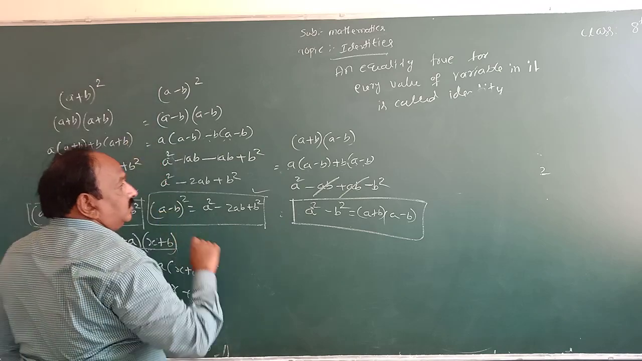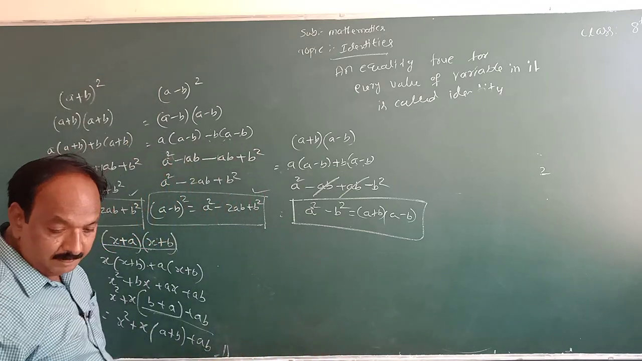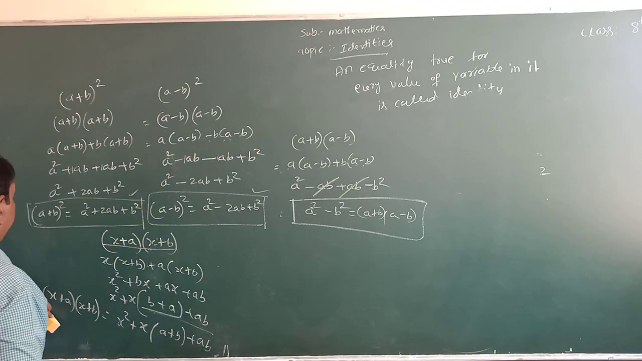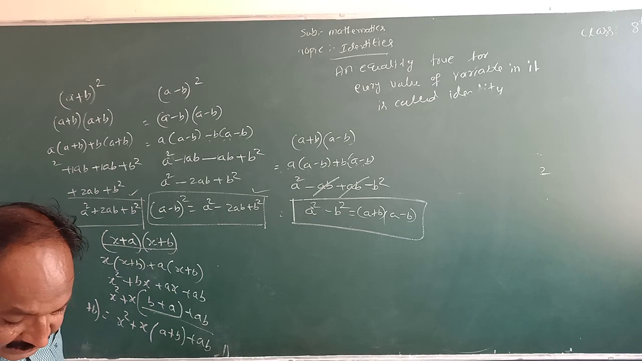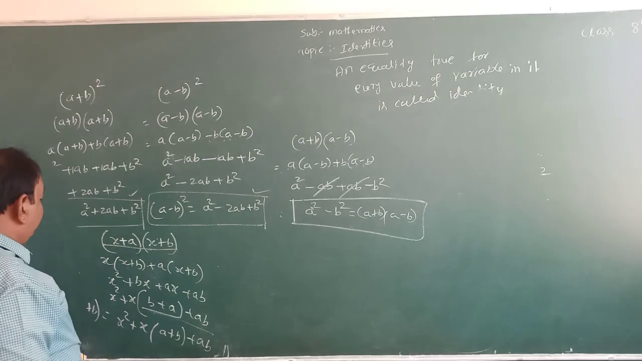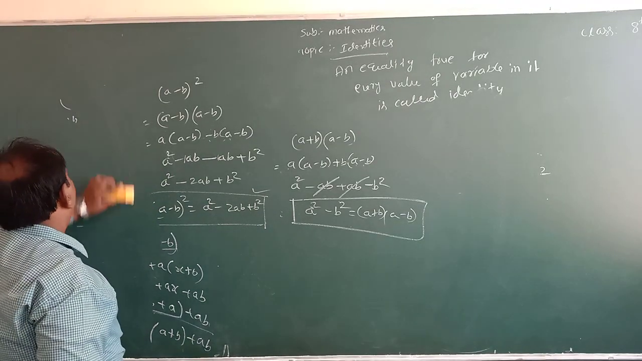We call them standard identities, which are very useful in our work. These identities are obtained by multiplying a binomial by another binomial.